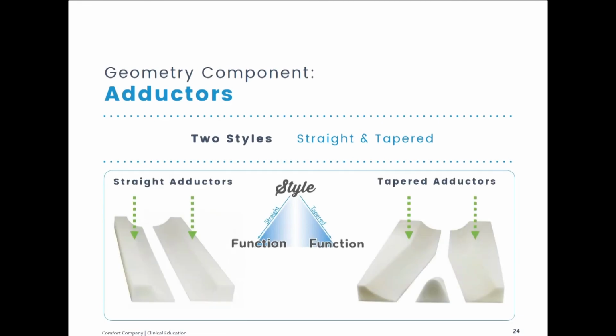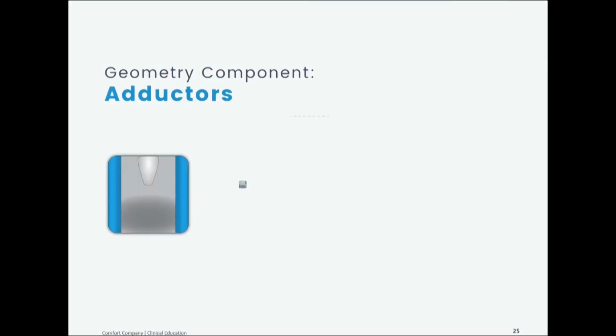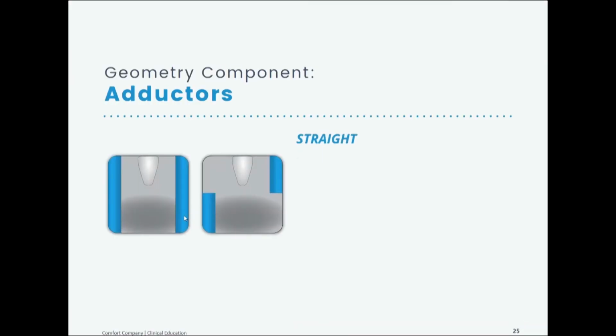So the adductors come in two styles. They can come in straight adductors or tapered adductors. The difference is that the tapered adductors are thinner in the front and get wider in the back. The two different shapes have very different functions, and we're going to review both. So we're going to start with the straight adductors.